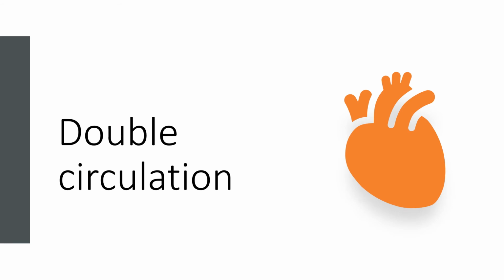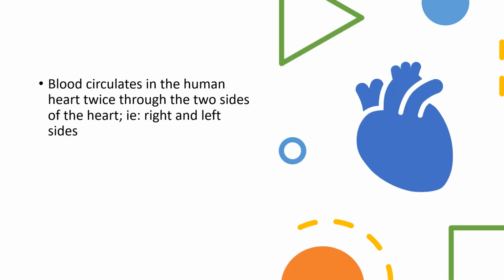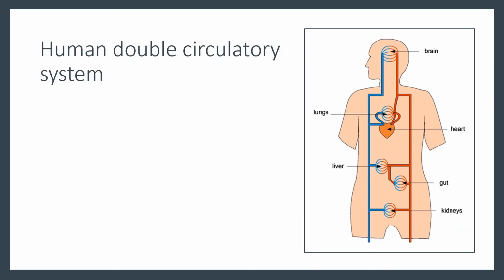Now we are going to see what double circulation in humans is. The human heart has double circulation. What does that mean? It means blood circulates in the human heart twice through the two sides of the heart. That means right and left sides. This is a simple diagrammatic representation of the human double circulatory system.